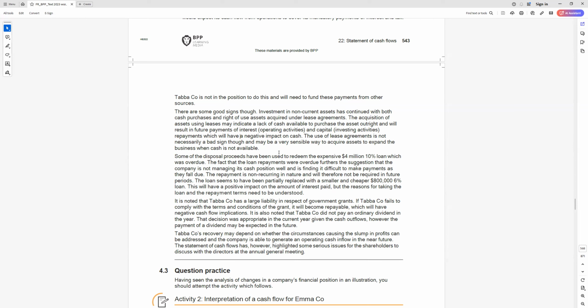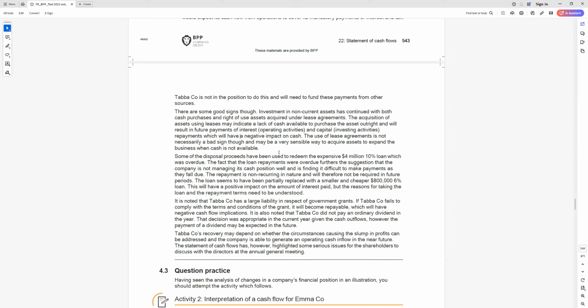Some of the disposal proceeds have been used to redeem the expensive 4 million 10% loan, which was an overdraft. That we have seen here, because the loan is paid. If you remember the 10% loan, that was expensive and that is fully paid. Last year we had a loan of 4,000 on the balance sheet. Now it is nil. That means we paid, and we paid by selling the non-current assets. So it's good, because we are now taking a cheaper loan that is only 6%, not 10%.